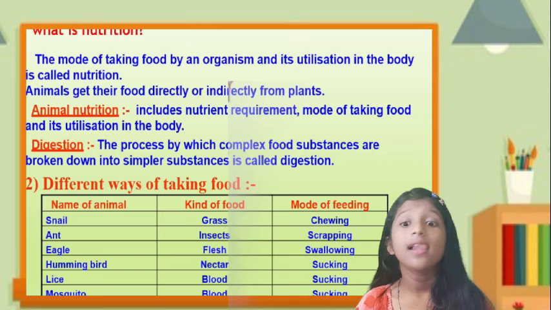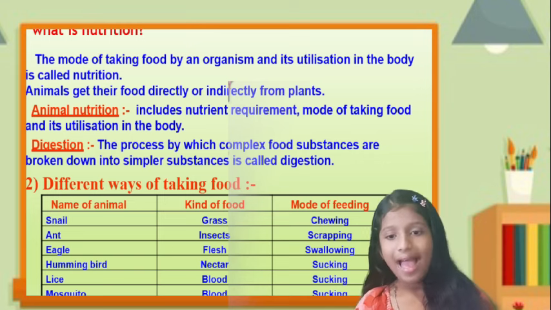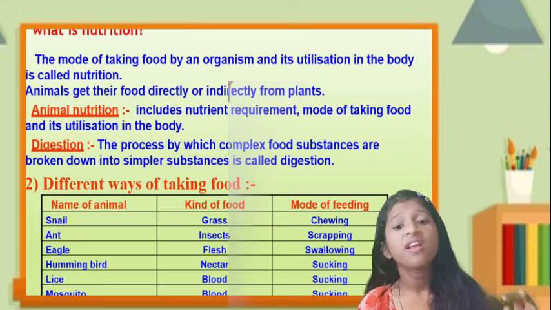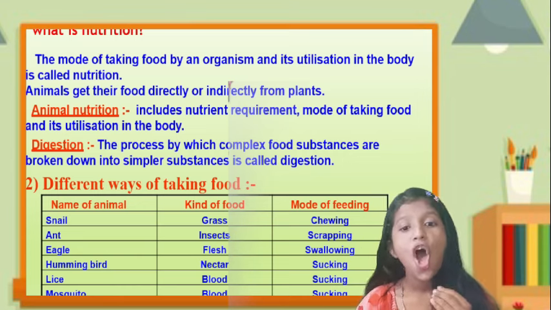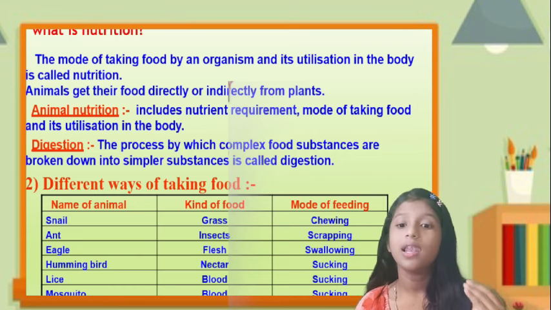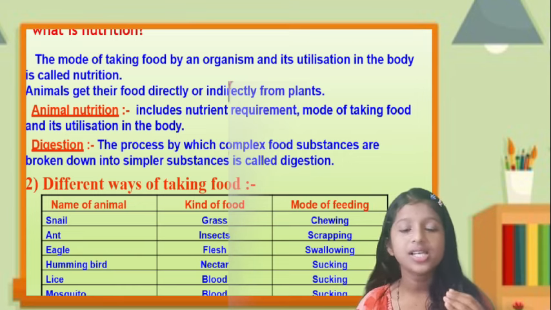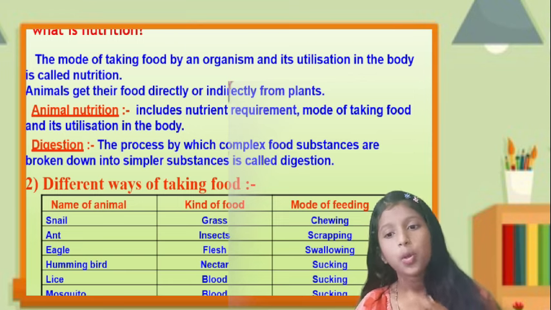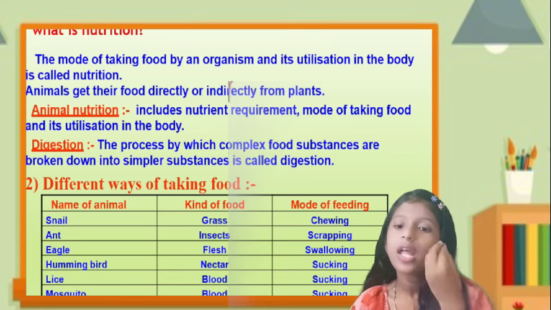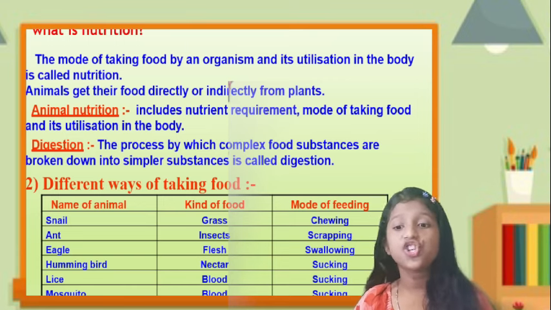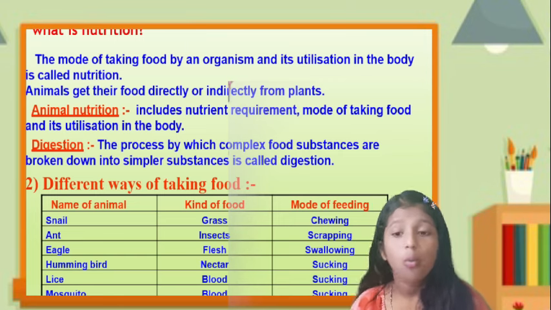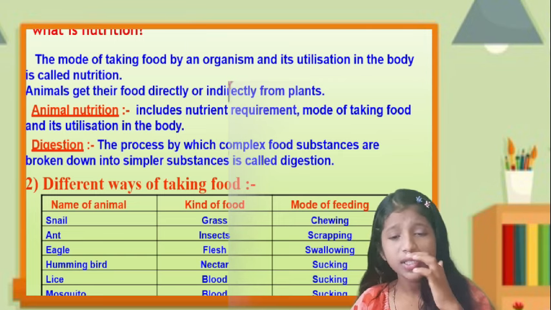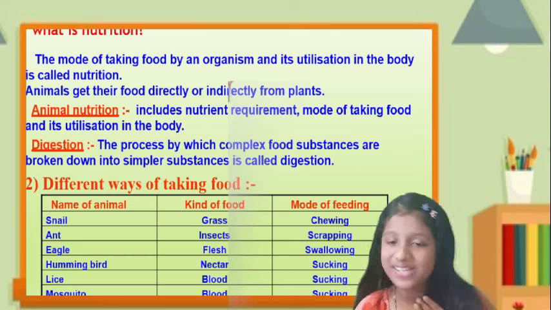Snail eats grass, and insects. Eagle eats flesh, hummingbird nectar, lice blood, mosquito blood, butterfly nectar, housefly decaying matter. What is the mode? How do they take it: do they directly swallow, suck, chew, scrape, or bevel? We will learn. Snail, grass, by chewing. It even chews like us only.